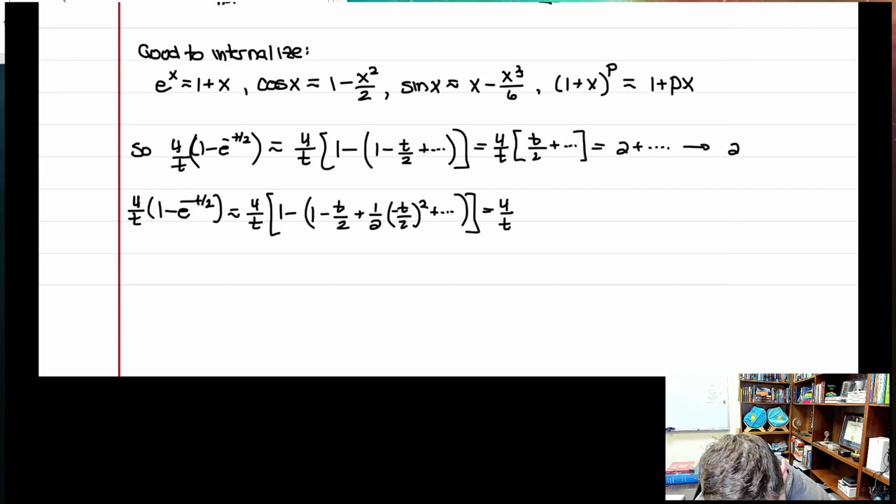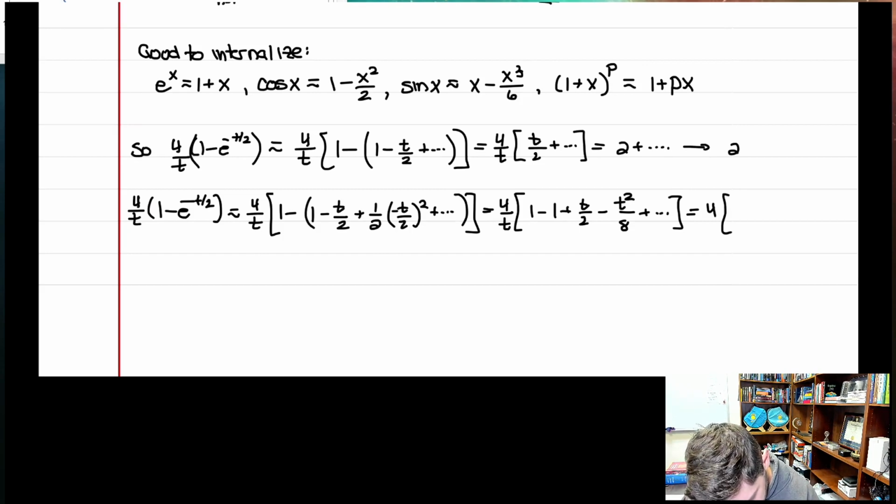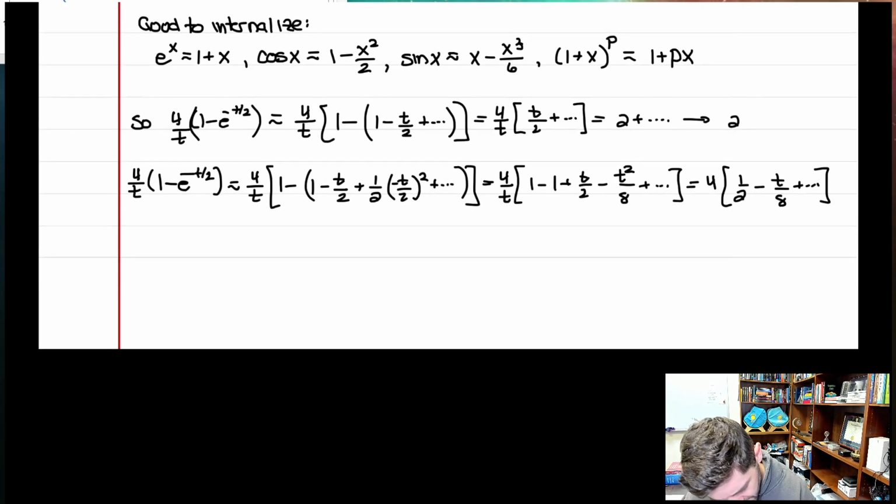So then 4 over t, let's say then it's going to be 1 minus 1 plus t over 2. Then it looks like it's going to be minus t squared over 2 times 2 times 2, 8. That's higher order terms. So then it looks like it's going to simplify to the 1's cancel, and I can divide through by a t. So then it looks like it's going to be 4, 1 over 2 minus t over 8, higher order terms. Or that's going to be 2 minus t over 2 plus higher order terms.